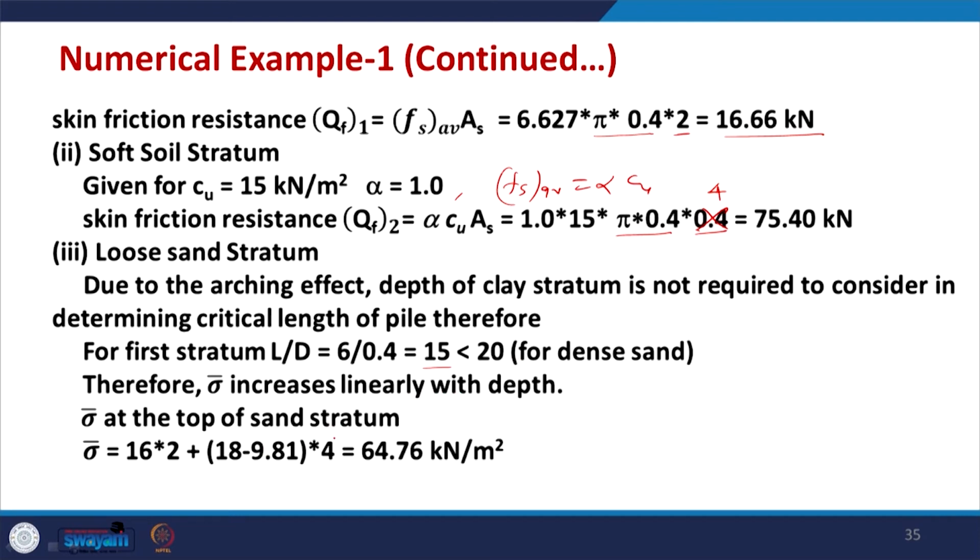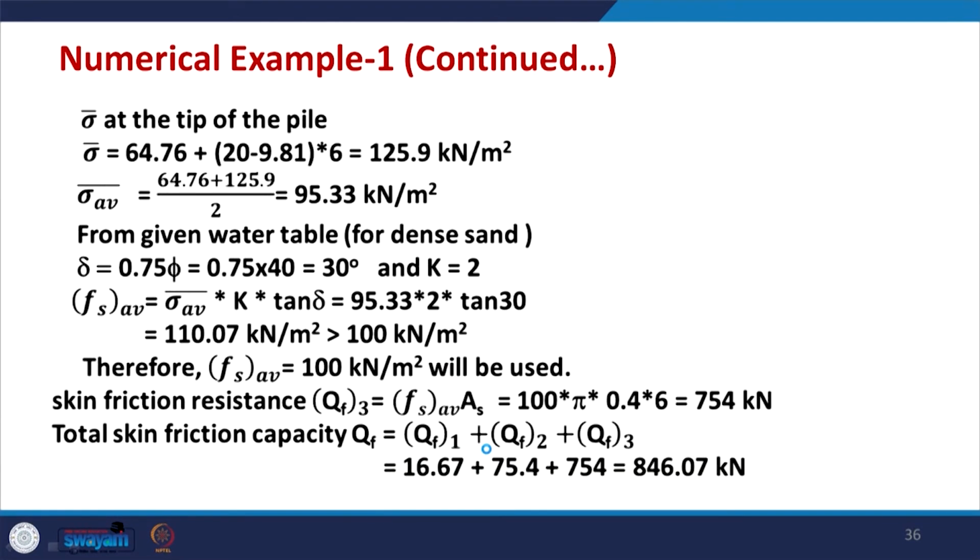So sigma bar at the top of the sand stratum is 16 into 2 for the first layer, and this is the contribution coming from the clay, where 18 is the unit weight of the clay and 4 is the thickness. So at the top of the sand stratum it is 64.76, while at the bottom of this layer, that is at the tip of the pile, it is 64.76 plus 20 minus 9.81, and 6 meter is the thickness of that layer. So you end up at the pile tip with this value, and the average value for this layer comes out to be 95.33, and using this average we find Fs average.